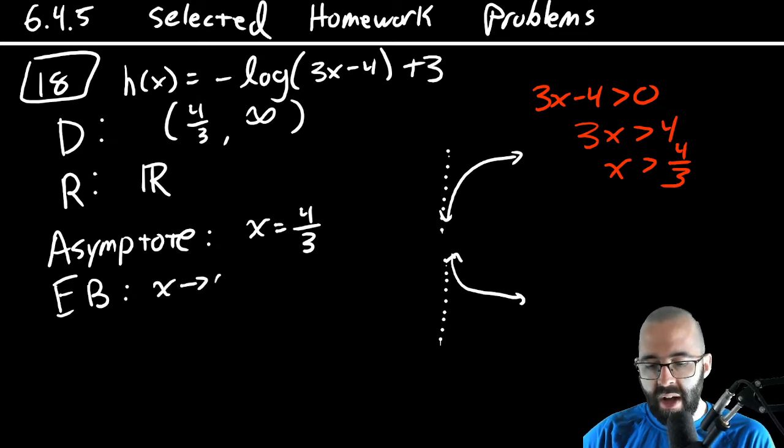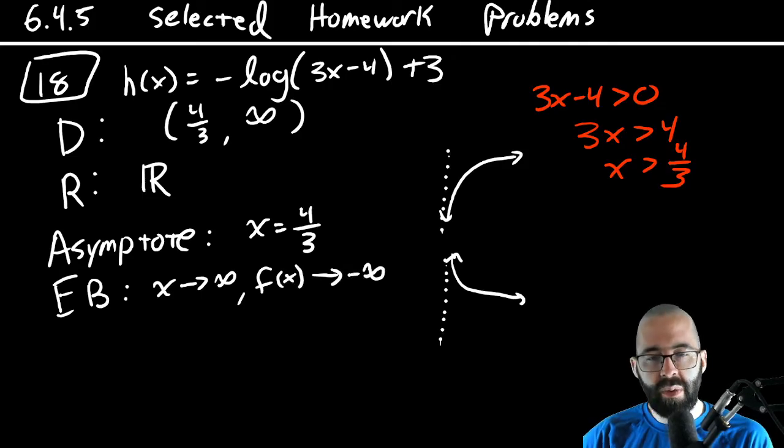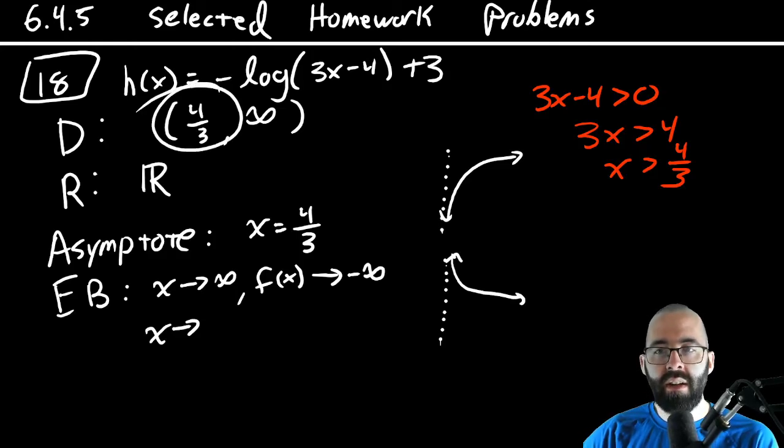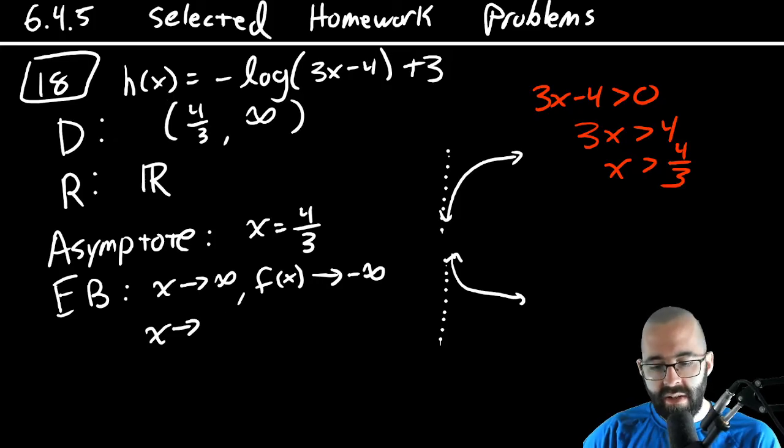So as x goes to positive infinity, as x goes to the right, the function goes as far down as we want. It just keeps on going down, very slowly, but it does keep going down. And as x approaches the end of the domain, as x approaches 4/3 from the right, the function should go off to positive infinity.